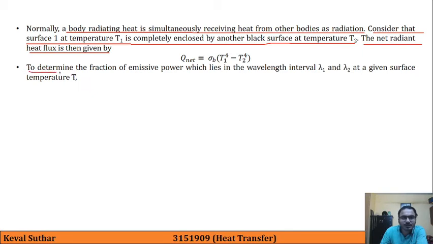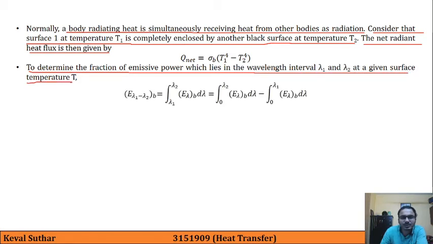To determine the fraction of emissive power which lies in the wavelength interval lambda 1 and lambda 2 at a given surface temperature T, we can write that E for the interval lambda 1 to lambda 2 of black body is equal to the integration from lambda 1 to lambda 2 of E lambda B d lambda, where we can separate this integration into the 0 to lambda 2 integral minus the 0 to lambda 1 integral.